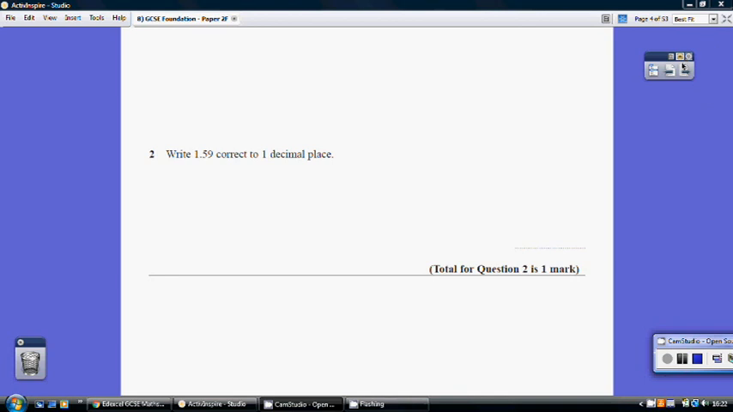Question 2. Write 1.59 correct to one decimal place. Well, we're only allowed one number after the decimal point. We round up to 1.6 rather than down to 1.5.